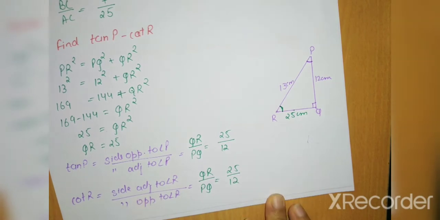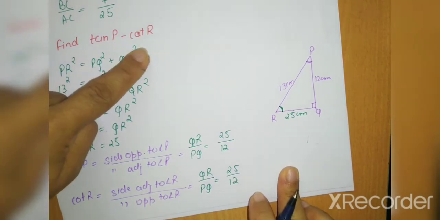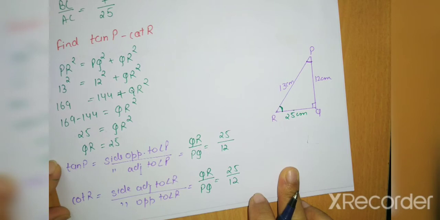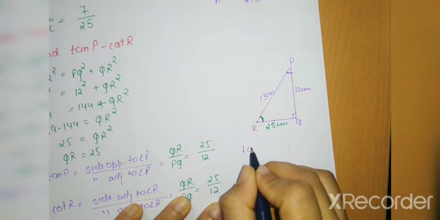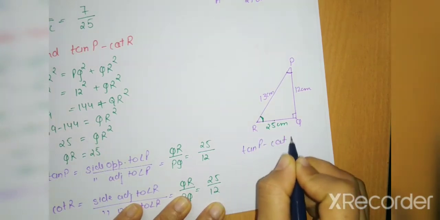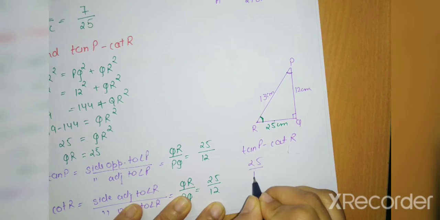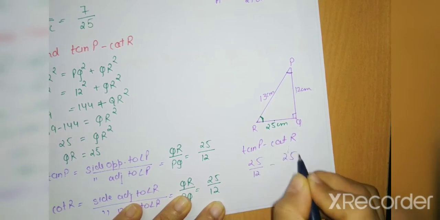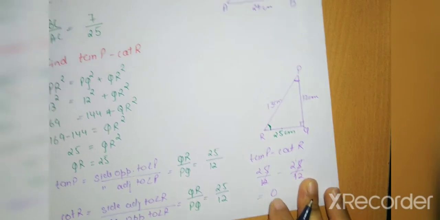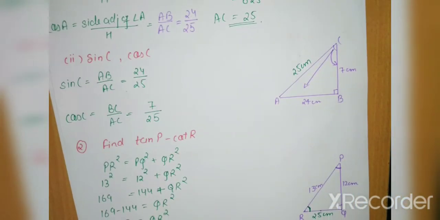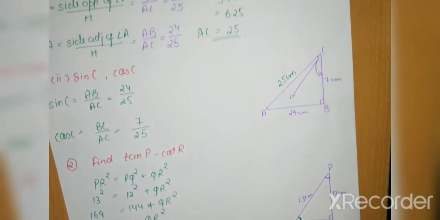Now the main question is what? Tan P minus cot R, and we have all the values. Tan P I also have and cot R I also have. Just put it here. You will get tan P minus cot R, that is 25 by 12 minus 25 by 12, and you will get 0. So this is question number 2 of exercise 8.1.